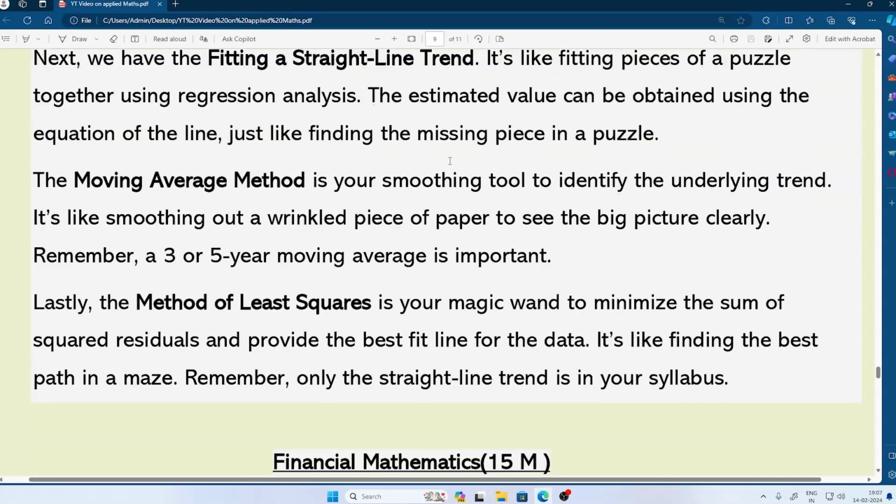At the same time, if you have the time and scope, you must plot the moving average in a graph. Method of least squares, you will fit only a straight line. I am telling you, no parabola is there. Parabola concept is not required over there. Method of least squares, you will learn it for fitting a straight line only.